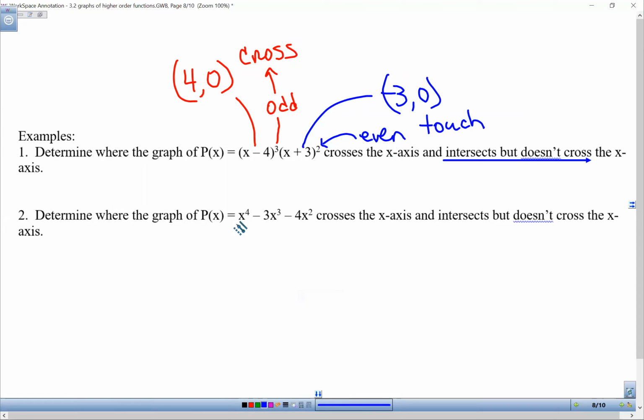Our second one down here, they didn't factor it for us, so you may have to factor these yourself. But again, this one you can see every term has an x, and the lowest one is x squared, so we can factor out an x squared. We're left with x squared minus 3x minus 4.